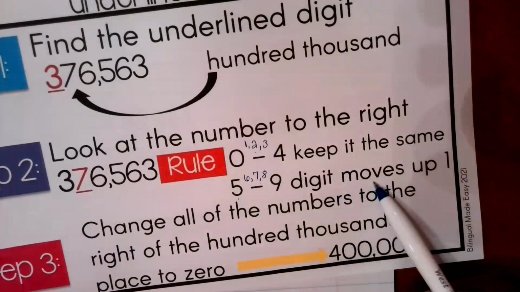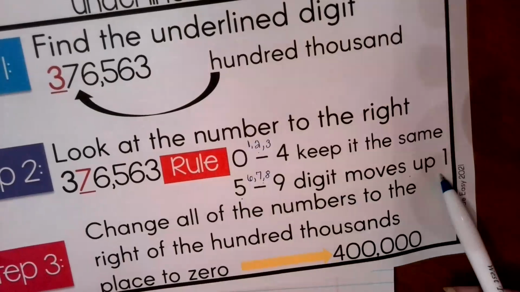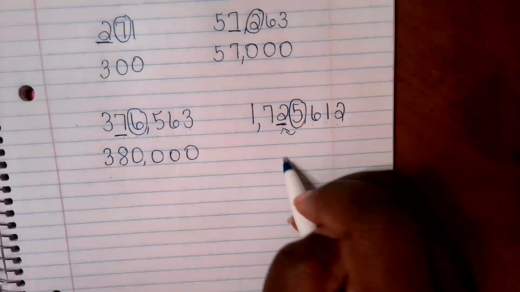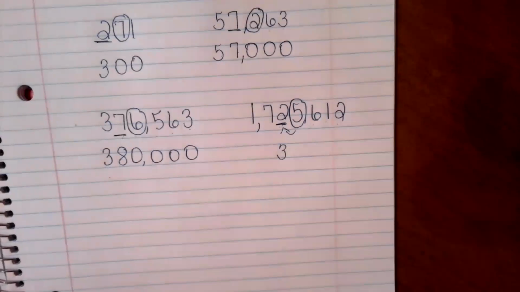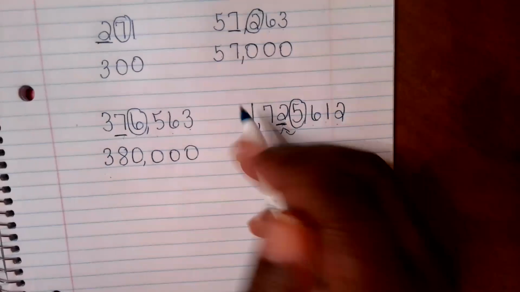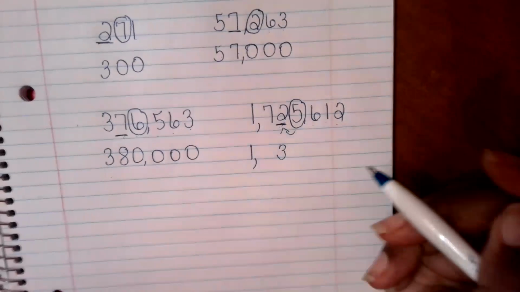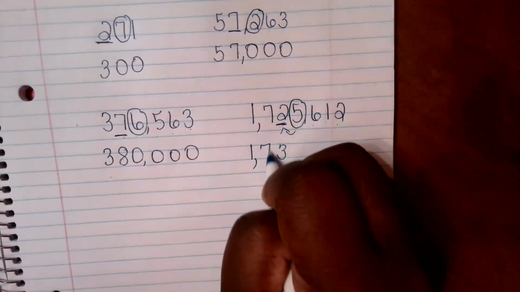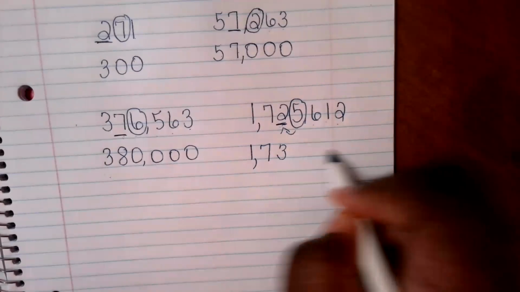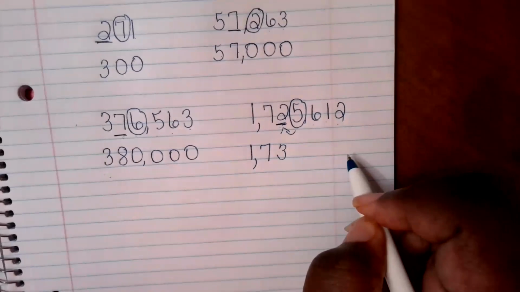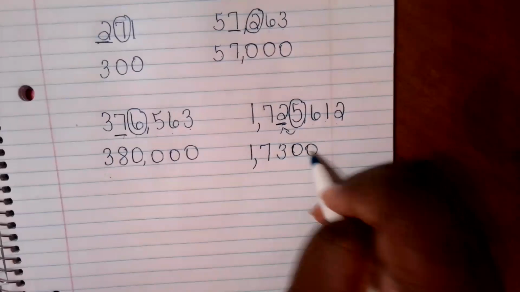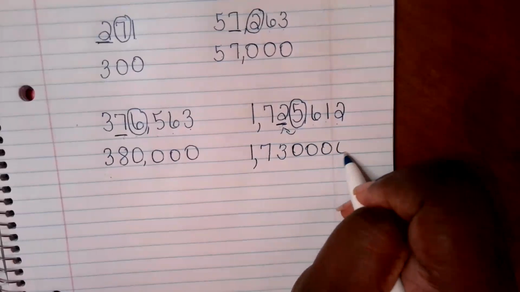And it says to move up how many? 1. You can only move up 1 at a time. So that 2 is going to become 3. Now, everything to the left is going to stay the same. So my 1 million is going to stay the same. My 7 in the 100,000s place is going to stay the same. Now, everything to the right of my underlined number will become 0. So that 5 is a 0, that 6 is a 0, that 1 is a 0, and that 2 is a 0.